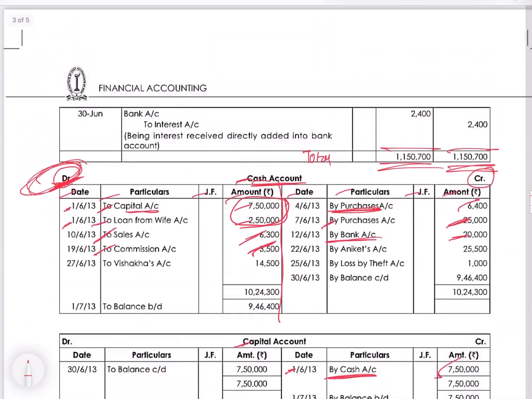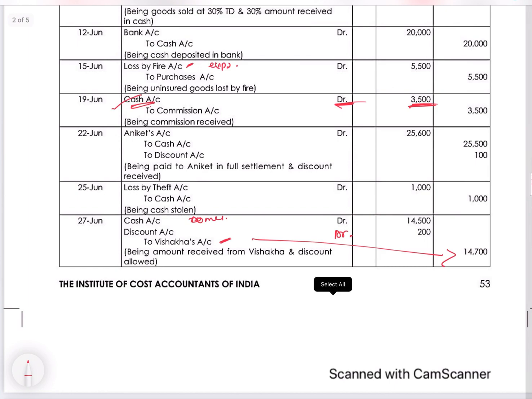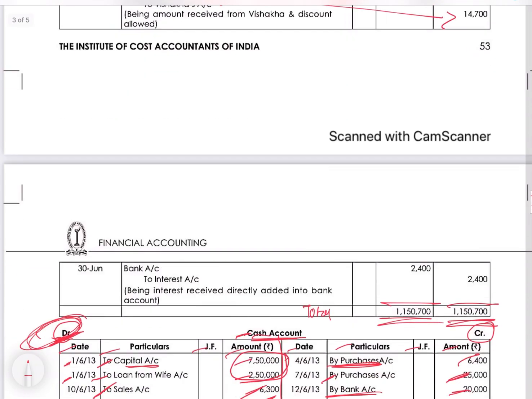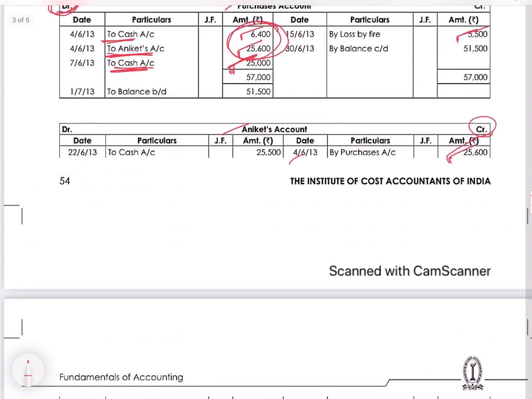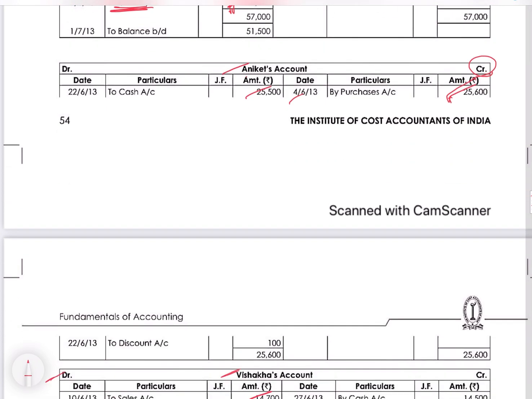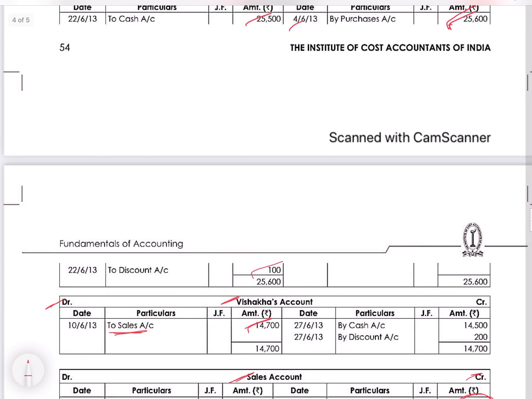Next, Aniket's account, debit to cash, to discount. So Aniket's account should be debited with 25,600. Aniket's account we had already made. We have to debit it with 25,600. How will we write it? 25,500 cash and 100 we gave him as a discount.